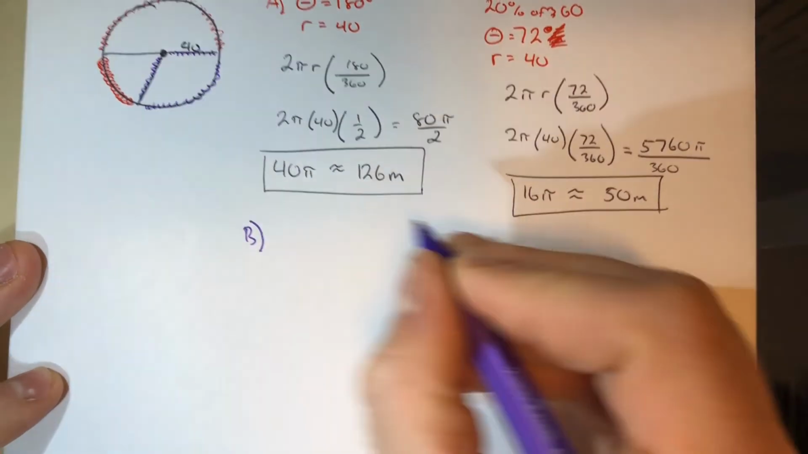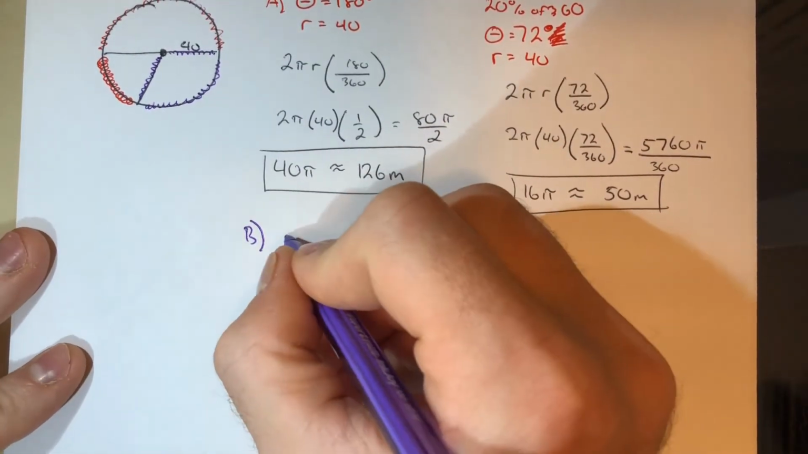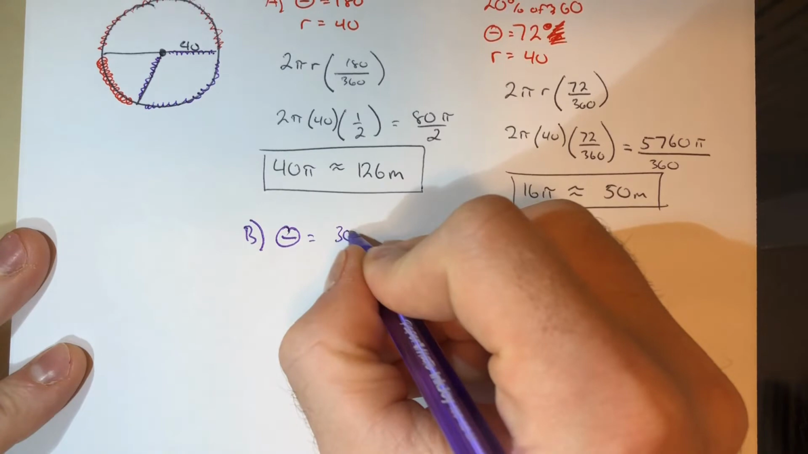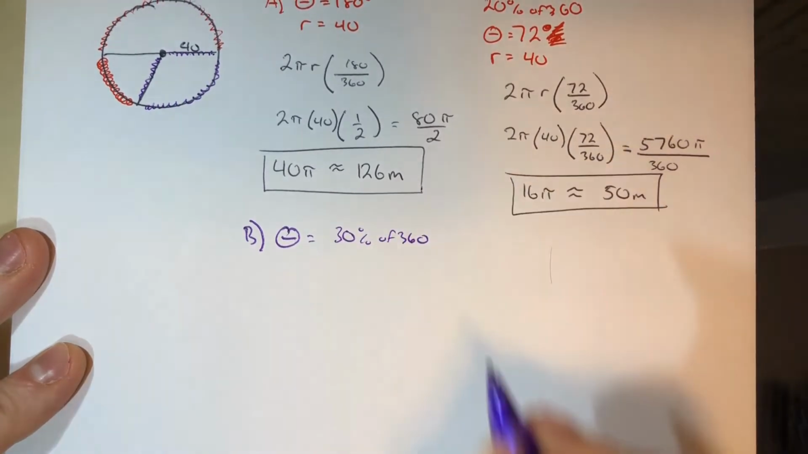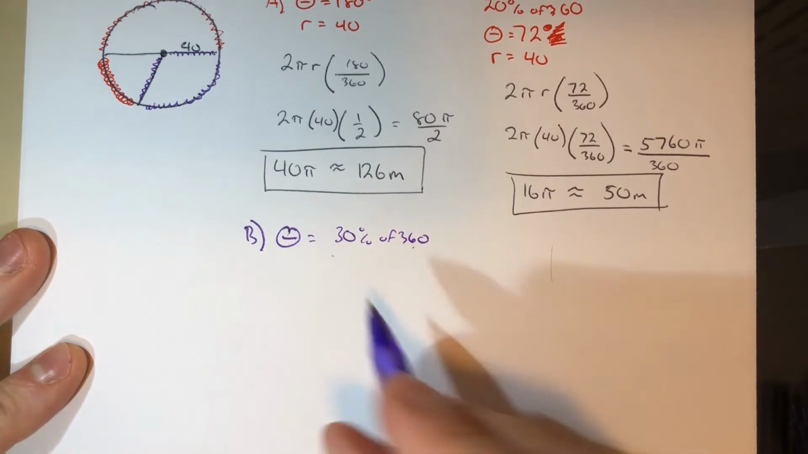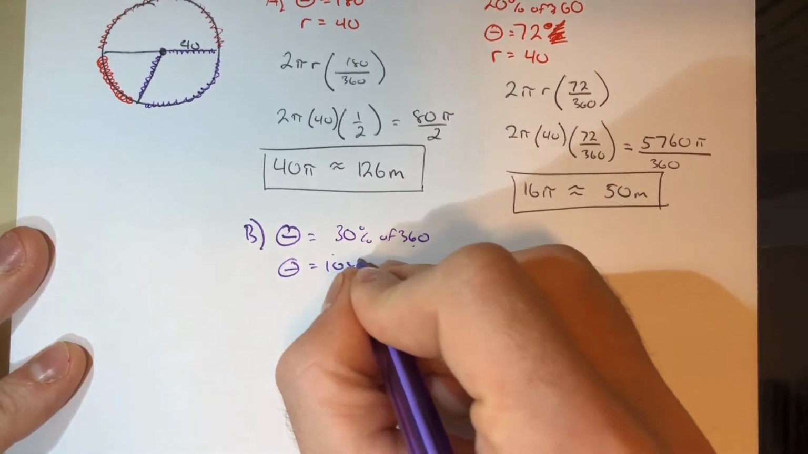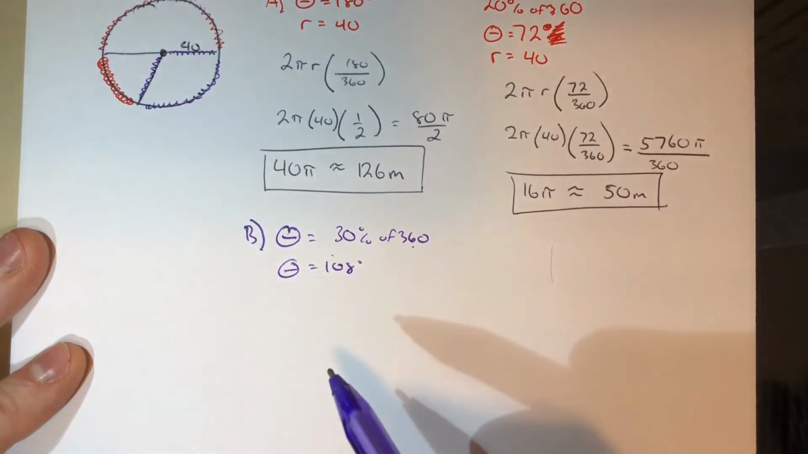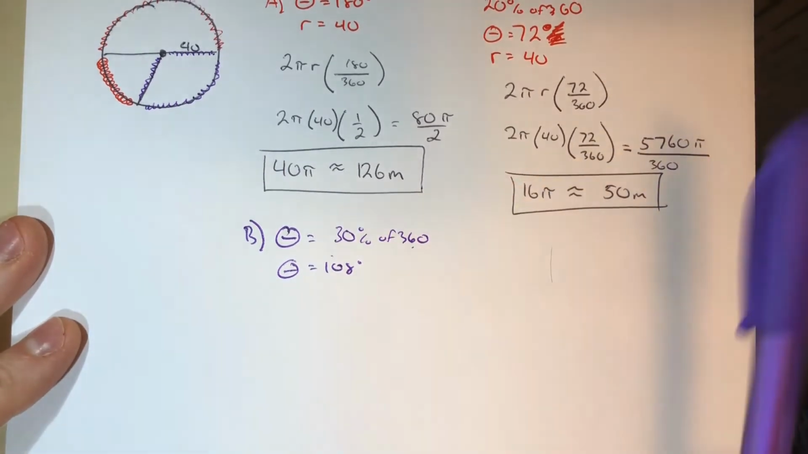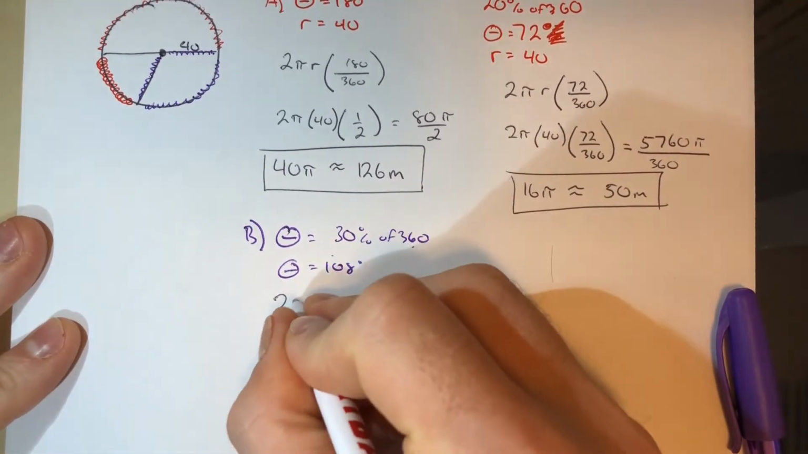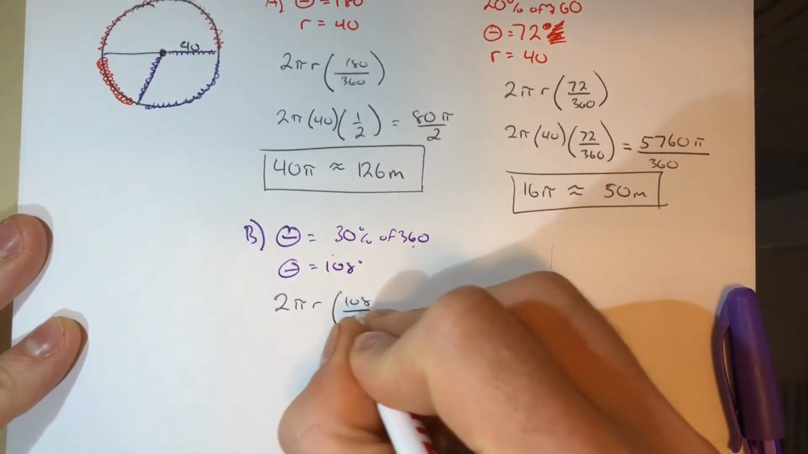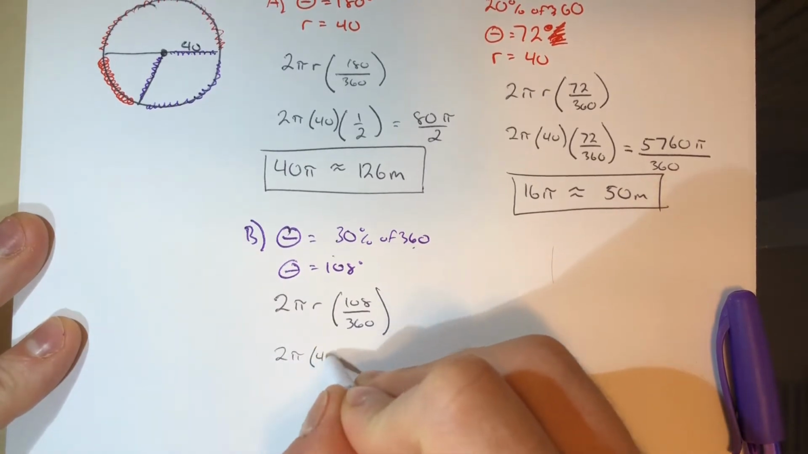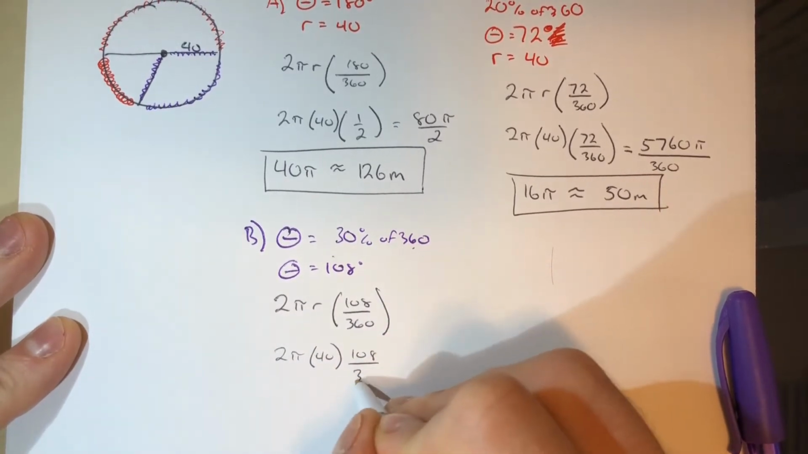So for part B, I need to first figure out my theta. It's 30% of 360. If I multiply 360 times 0.3, I get a theta of 108 degrees. Not percent, we're not going to make that mistake again. 108 degrees. So let's plug that in. We have 2 pi r times 108 over 360, which means 2 pi times 40 times 108 over 360.